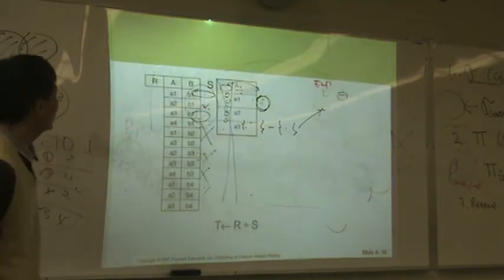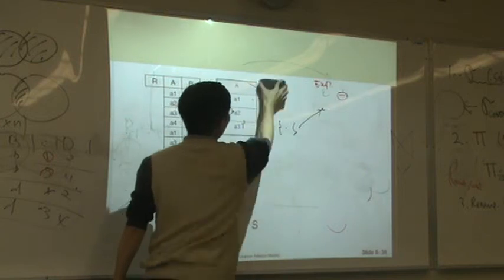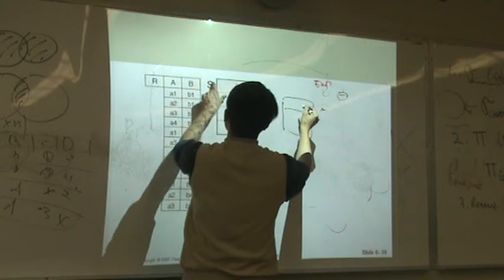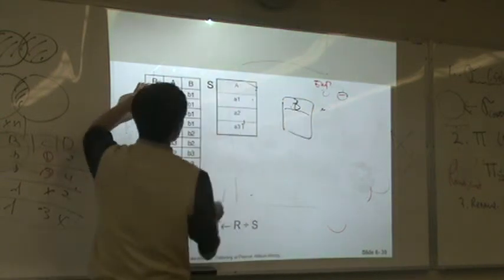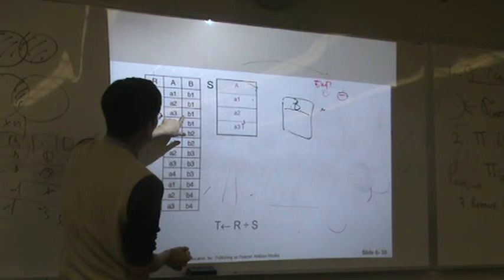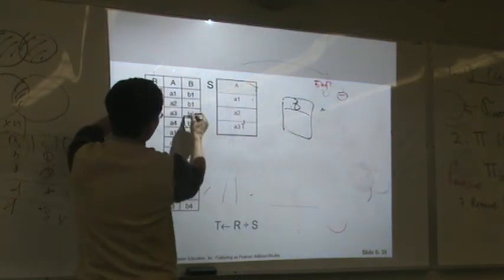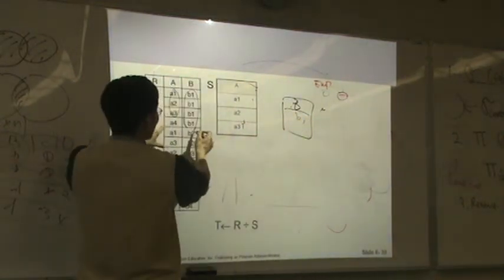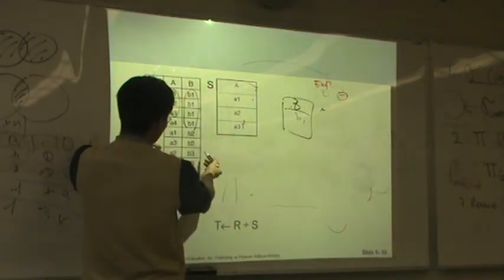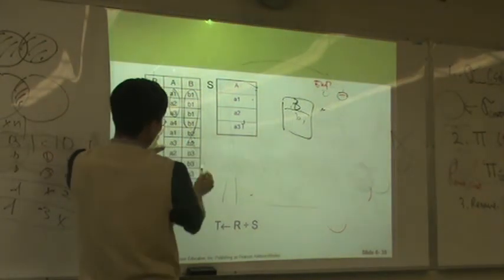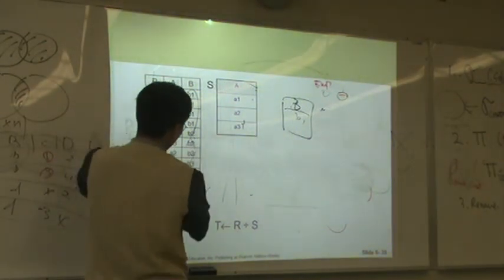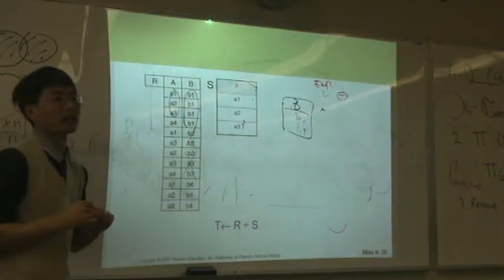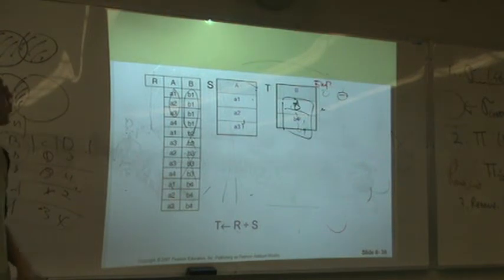In my example here, R divided by S means the output is definitely R minus A, so it's B. We need to check all B, whether that includes A1, A2, A3. B1 includes all three. Yes, so B1 is returned. B2 has A1 and A3 only, so B2 is not. B3, there's no A1, so not. B4 has A1, A2, A3, so B4 is returned. So B1 and B4.